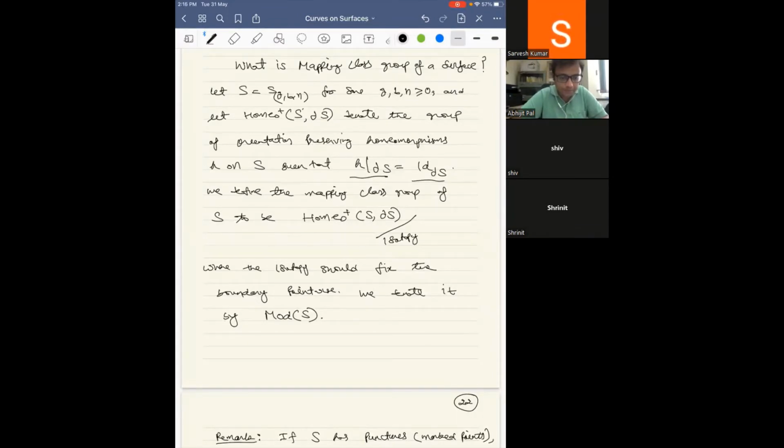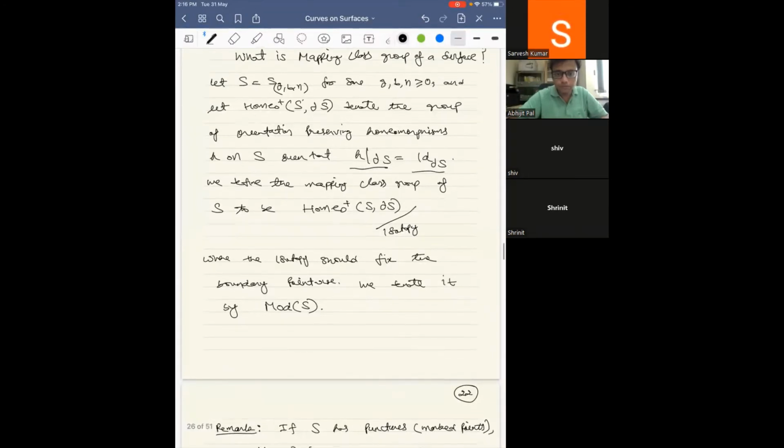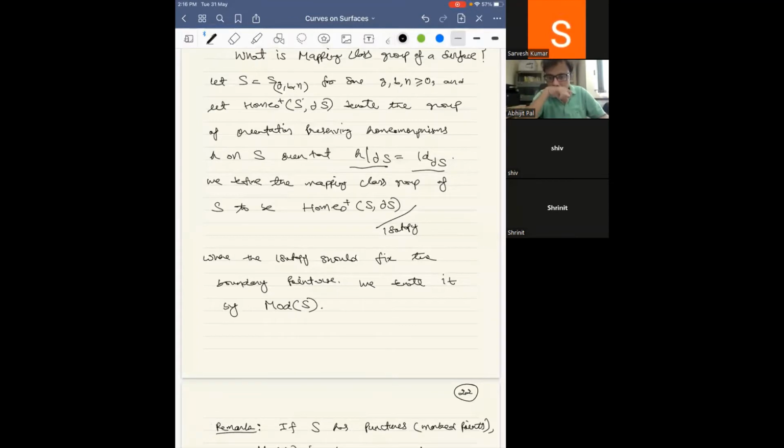Okay. So I will quickly recall what is the mapping class group of a surface. Let us start with S, a surface of genus G, B boundary components, and N punctures. And Homeo plus of S, boundary, denotes the group of orientation preserving homeomorphisms which fixes the boundary pointwise. So that is important. It doesn't just leave the boundary invariant, but fixes it pointwise. And then what is a mapping class group? You just quotient this by the equivalence where two elements are equivalent if they are isotopic. And we fix a notation, Mod S, for the mapping class group.